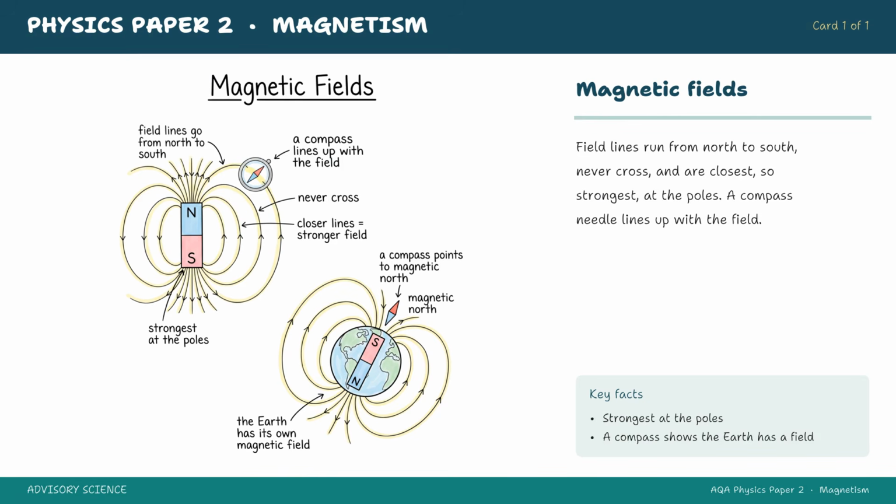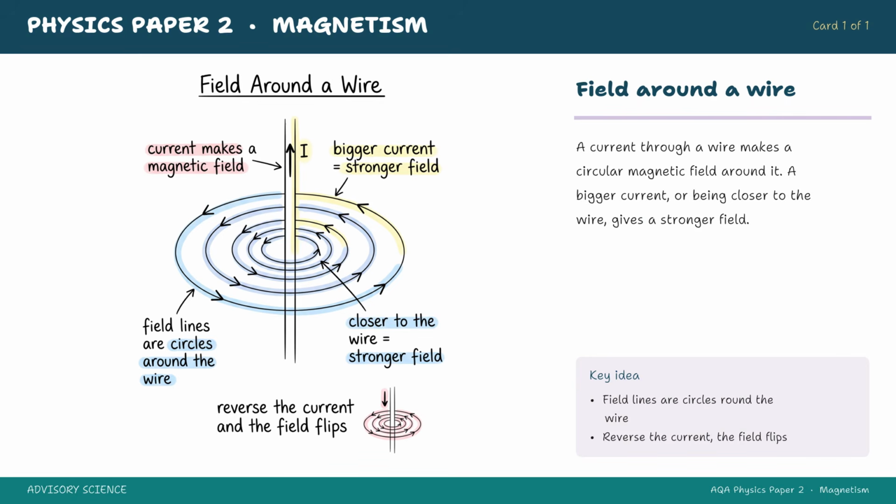The field around a wire. Here's the big idea that links electricity and magnetism. Whenever a current flows through a wire, it makes a magnetic field around the wire, and the field lines are circles around it. Two things change the strength. A bigger current makes a stronger field, and the closer you are to the wire, the stronger the field. Reverse the direction of the current, and the field flips direction too.